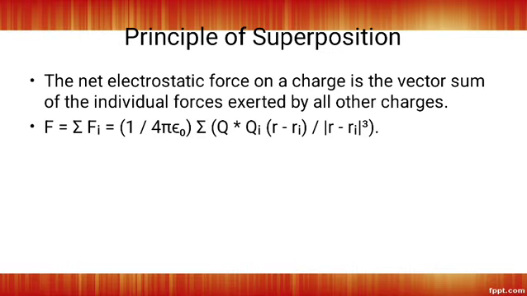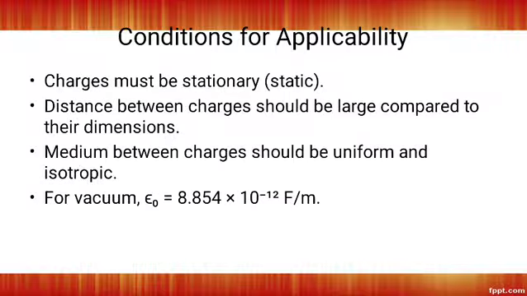Principle of superposition: the net electrostatic force on a charge is the vector sum of the individual forces exerted by all other charges, that is F is equal to summation Fi, that is 1 by 4 pi epsilon naught into summation Q into Qi, into R minus Ri divided by modulus R minus Ri the whole cube.